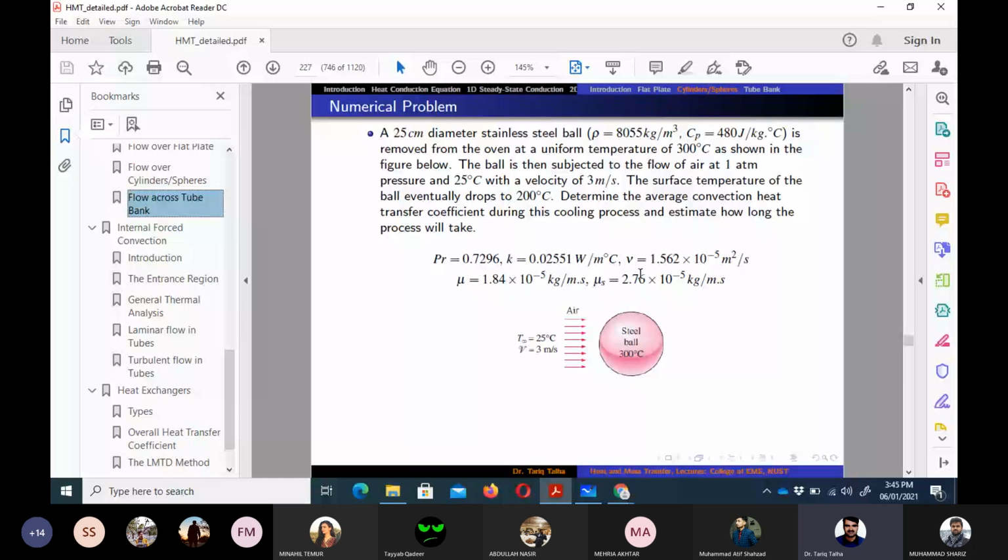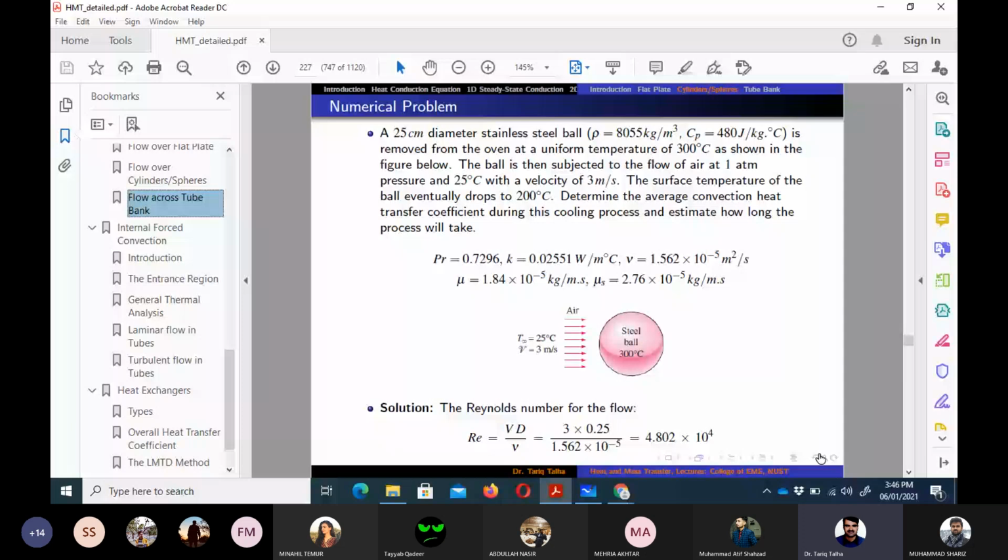So now, first of all, we know that we need to characterize the flow, that what is the Reynolds number of that. So we can calculate the Reynolds number by V into D divided by nu. Nu is the kinematic viscosity. So diameter of the ball is 25 cm, so it would be 0.25 meter into 3 divided by 1.562 into 10 to the power minus 5. So the Reynolds number comes out to be approximately 48,000. So it is still the laminar flow.